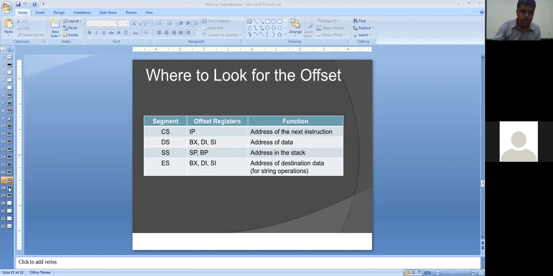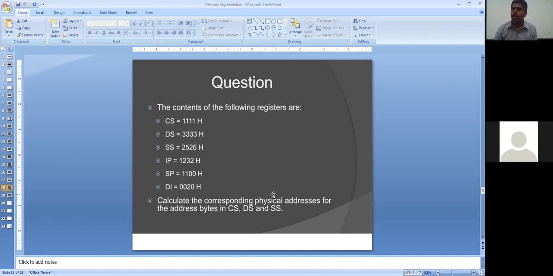Now we will see one example. Normally in the exam, you will have questions like this. It's a numerical. You are given some data. Either the register data is given and you have to compute the effective physical address corresponding to the data given, or the physical address is given and then you have to compute the register contents. Okay. Now we will see one.